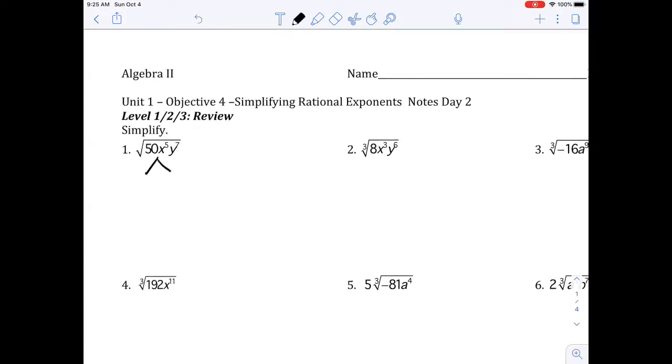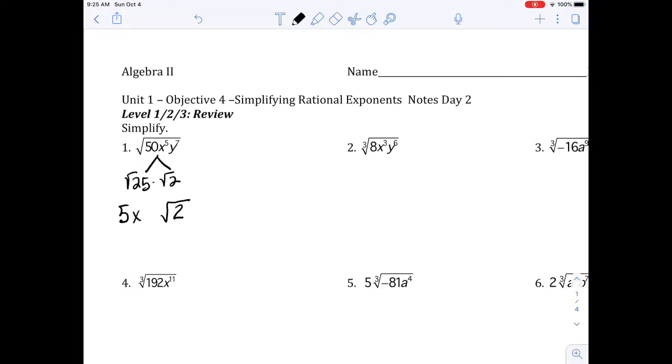Number 1, square root of 50, I'm going to break down into square root of 25 and square root of 2. So that 5 will come out, 2 remains inside. X to the 5th, we're doing square roots, so we're looking for pairs. So that's going to be x squared with 1x remaining. Y to the 7th, you're going to take 7, divide by 2, because you're looking for pairs. So that's going to be y to the 3rd, and again, 1y will remain.